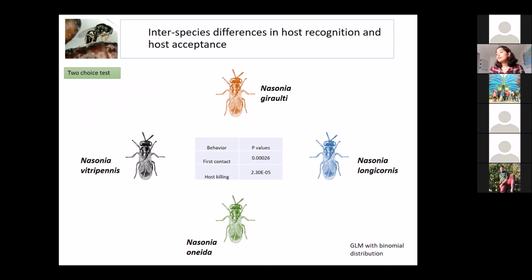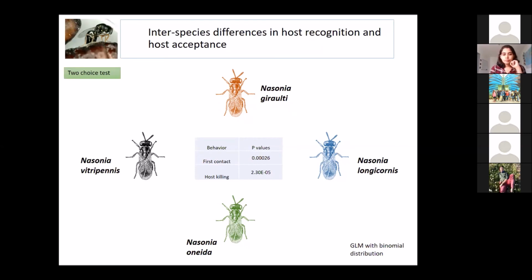I wanted to see whether there is any interspecies difference in their host recognition and acceptance. So I did another GLM to check whether these 4 species differ in their behavior. So as you could see here, the p-values indicate that they do differ significantly, but this does not tell us in which aspect they do differ.